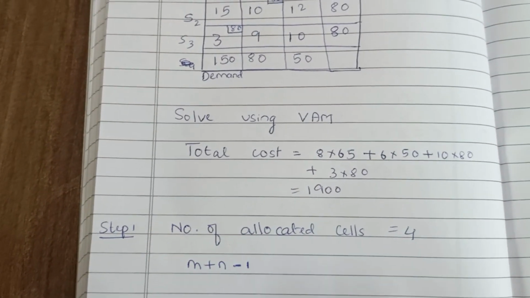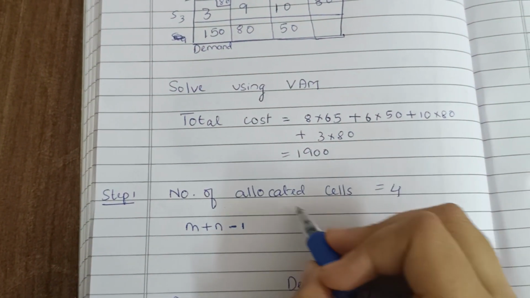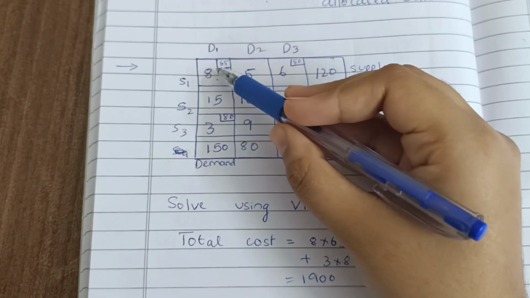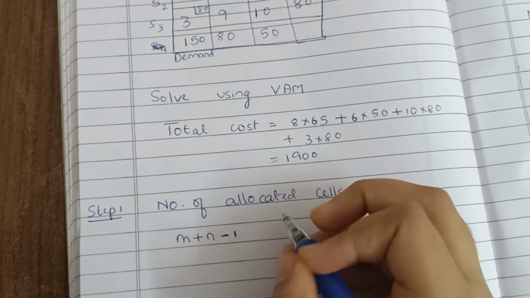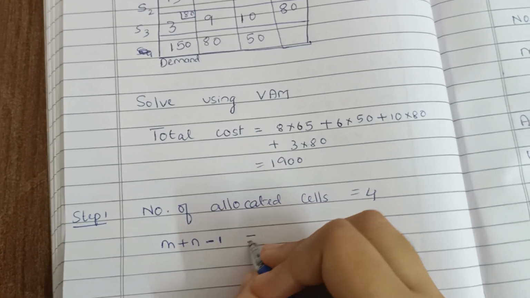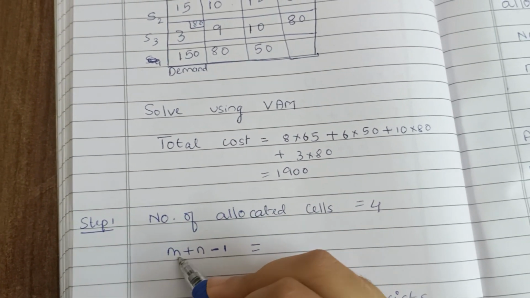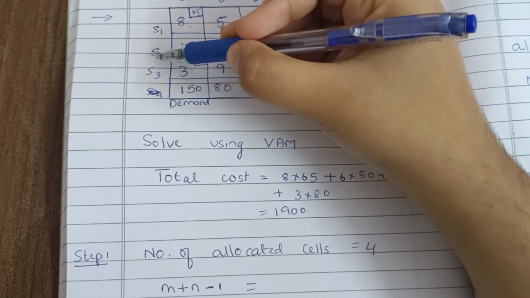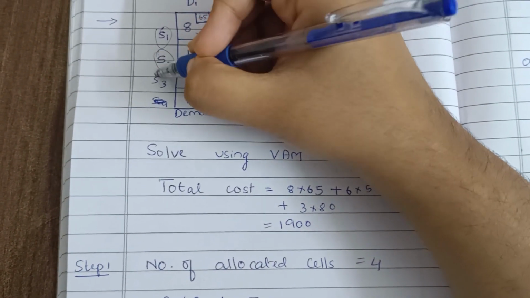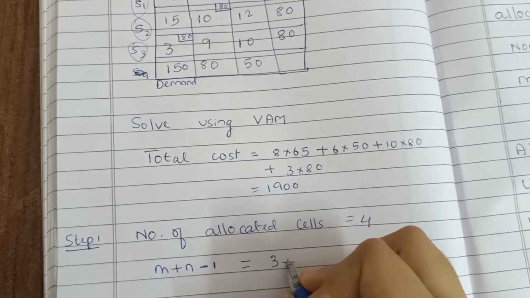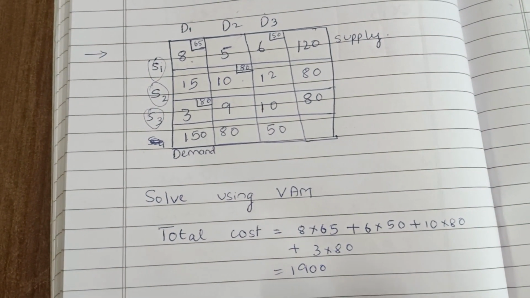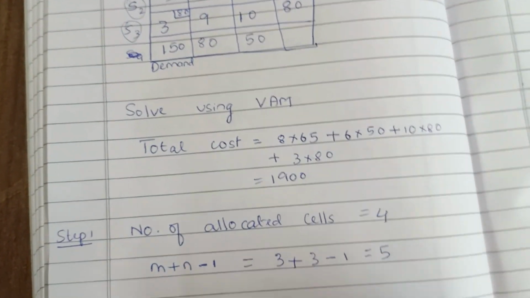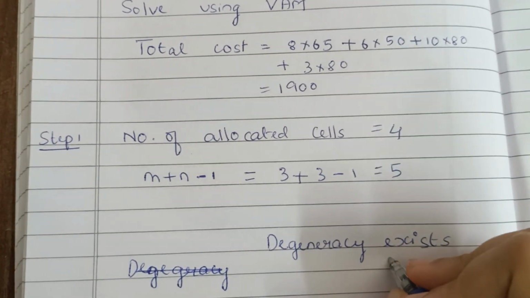Now to check whether degeneracy exists, first we check the number of allocated cells. Here the number of allocated cells are 1, 2, 3 and 4. So I have written 4. Then check whether m plus n minus 1 is equal to 4 or not. M is number of rows, which is 1, 2 and 3. Plus number of columns d1, d2 and d3, 3, minus 1, which gives us 5. So both are not equal, hence degeneracy exists.